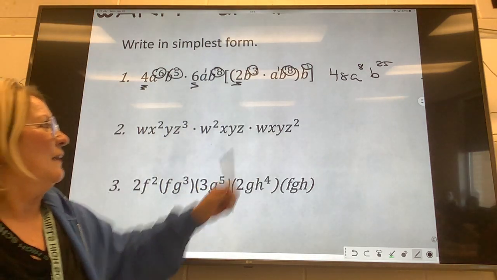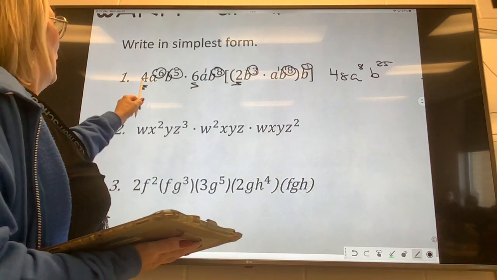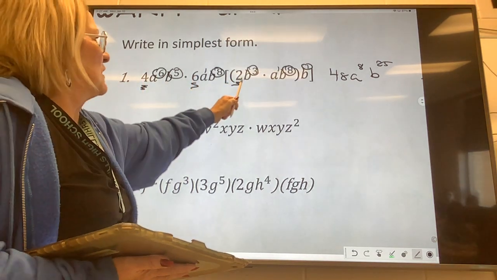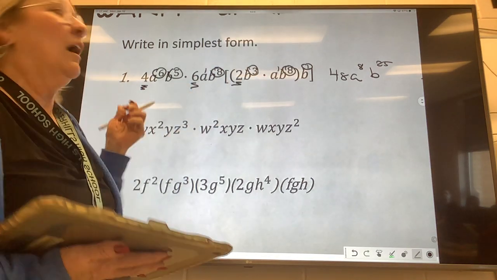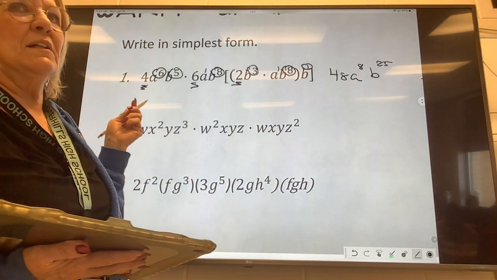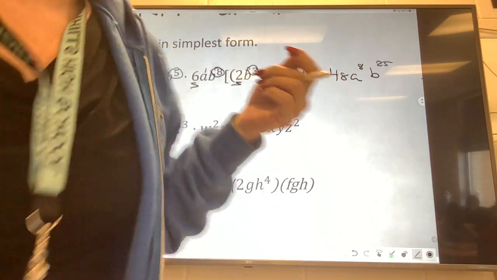How did you get the 48? How did I get 48? Because I had to multiply my big numbers. 4 times 6 is 24. And 24 times 2. You have to multiply your coefficients. But the 2 is a B. You thought the 2 was a B. The 2 is connected to the B though.